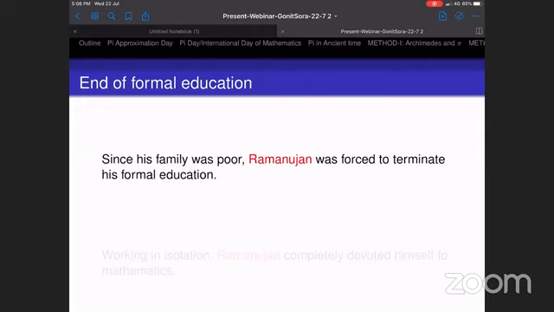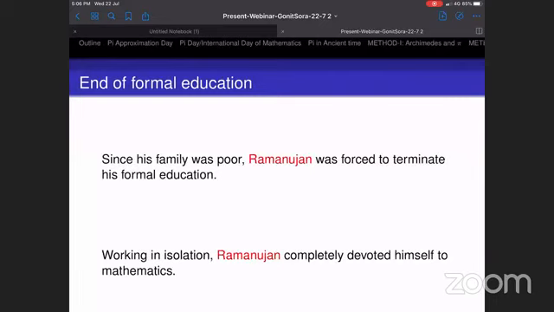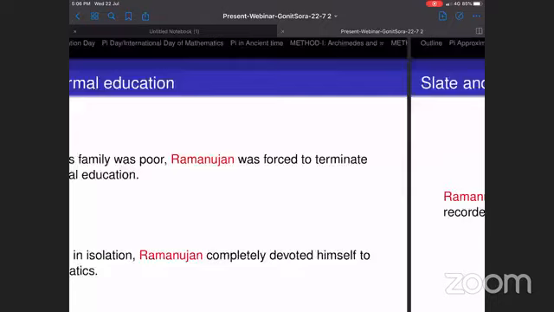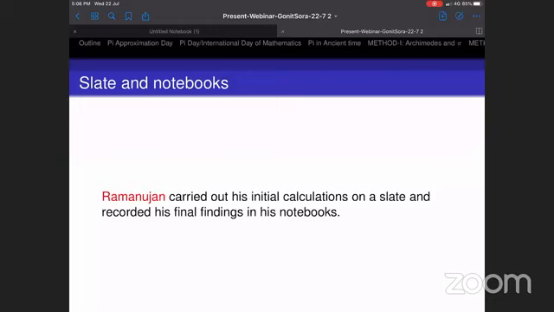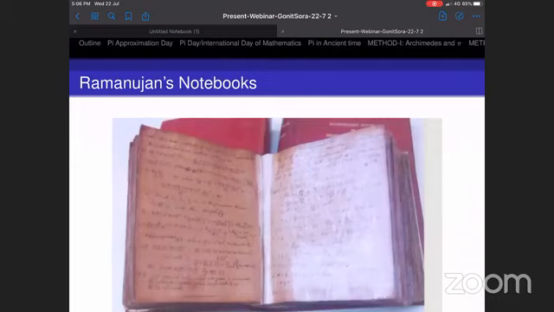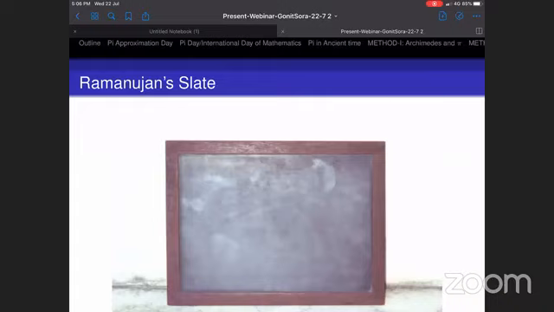Working in isolation, Ramanujan completely devoted himself to mathematics, and that did not hamper his work. He went on doing mathematics, carried out his initial calculations on a slate, and recorded his final findings in his notebooks. These are pages of Ramanujan's original notebook. And he worked on the slate, which luckily is preserved in Madras.